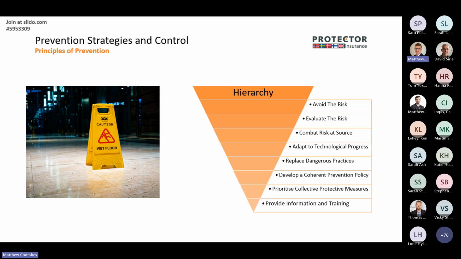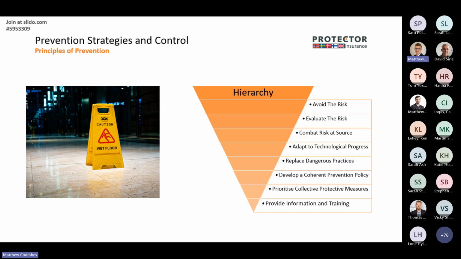Then try and replace any dangerous practices. So substitute hazardous processes or materials with safer alternatives where possible. And that also forms part of the risk assessment steps that we discussed earlier. Then develop a coherent prevention policy, taking a holistic approach to the control of risk, and one that includes the consideration of the organisation, the system, the job, task analysis, and the individual, so those human factors.